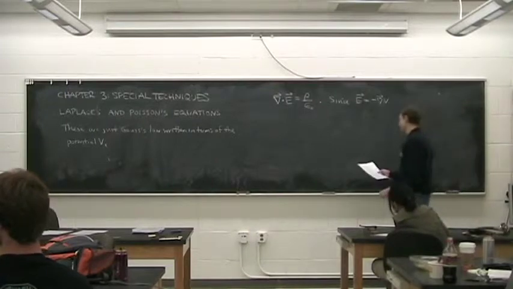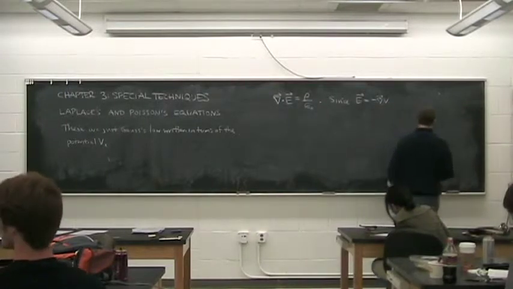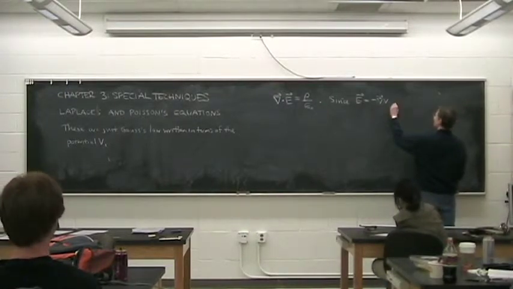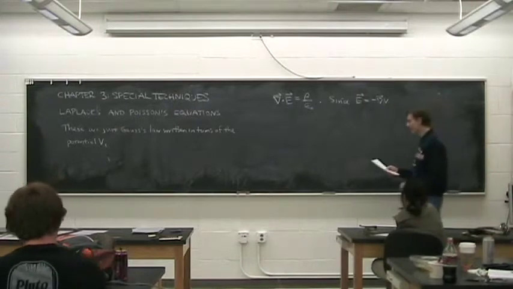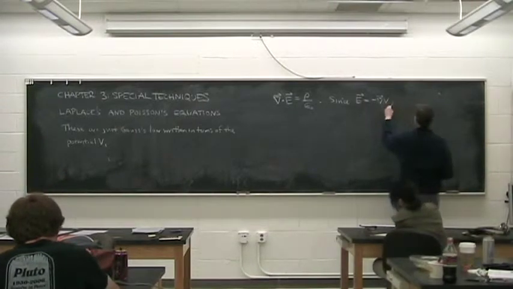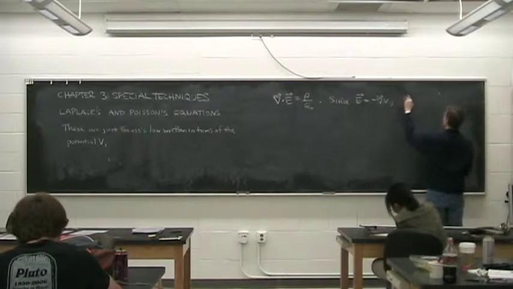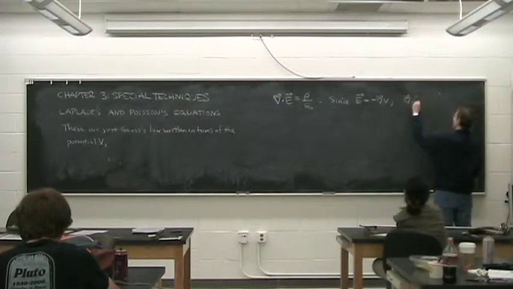Since E is equal to minus grad V, then in terms of the potential, what we have would be that we could say that the divergence of minus grad V.